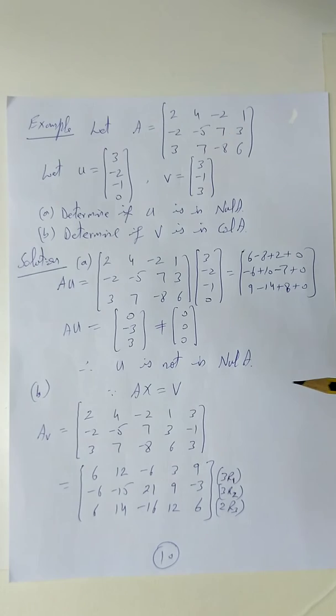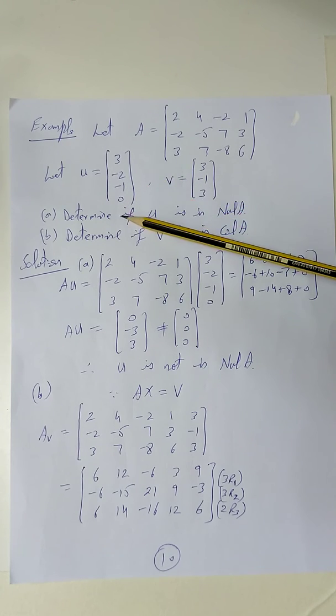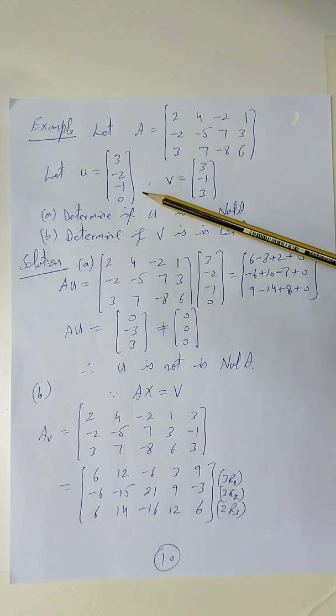And now we can solve another example where we will check whether a vector is also in column A or not. Let A be equal to this matrix, and let u be (3, minus 2, minus 1, 0), and v be (3, minus 1, 3). Now we have to check if u is in null A or not, and if v is in column A or not. Both questions are asked in the same problem. For u we want to check null, and for v we want to check column.